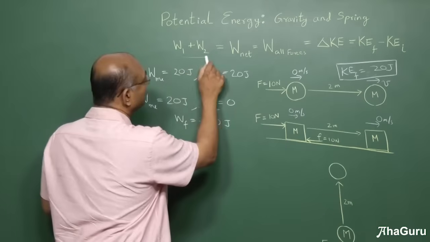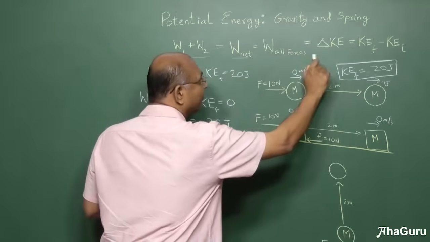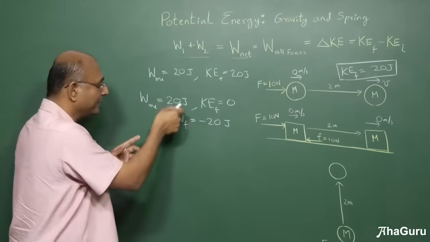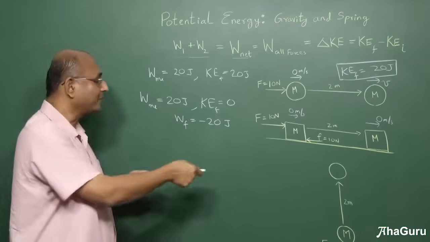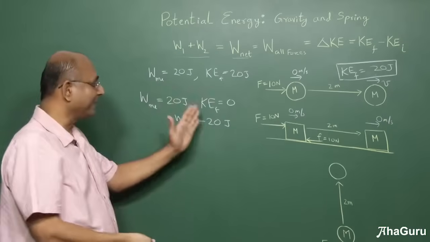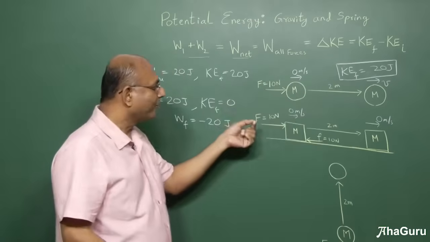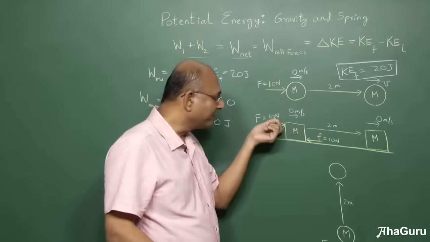We know that the total work done by all forces must be the change in kinetic energy. What is the work done by me? 20. Work done by friction? Minus 20. Total work done? 0. So the kinetic energy in the beginning was 0. Kinetic energy in the end is 0. Now you may say, how can it move if it was 0? It is moving very, very slowly.